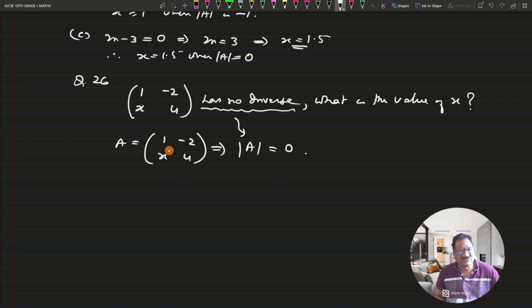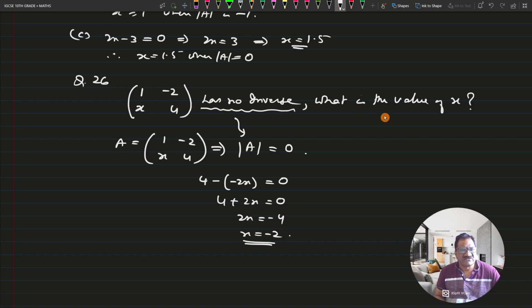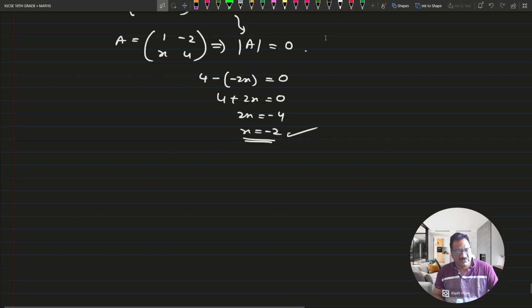So this leads to 4 ones are 4, minus -2 into x, which is -2x. This should be equal to 0. This will make it 4 plus 2x equal to 0, so 2x equal to minus 4, and x equal to minus 2. So your answer: if this particular matrix has no inverse, the value of x will be minus 2. Now let me check the answer at the back for 26. Yes, the answer is correct, x equal to minus 2. So that was question number 26.